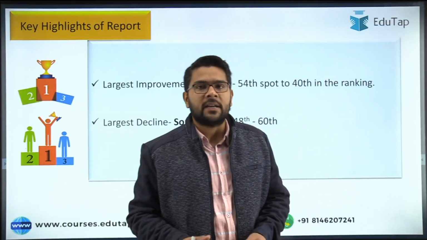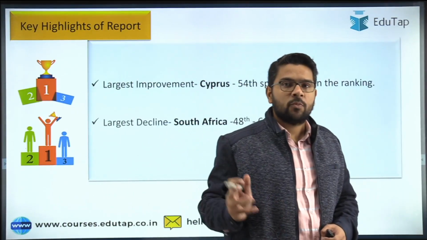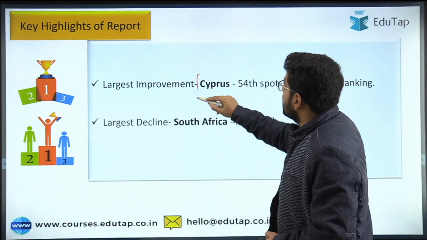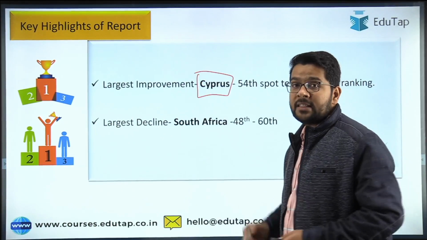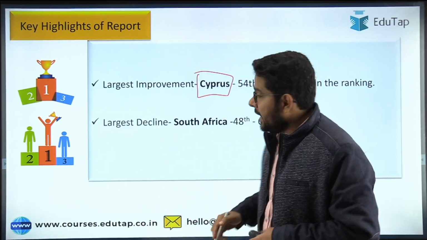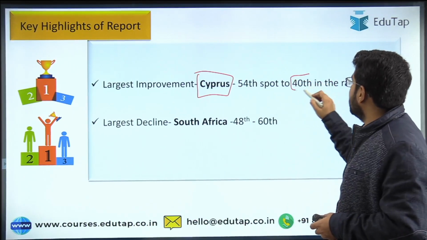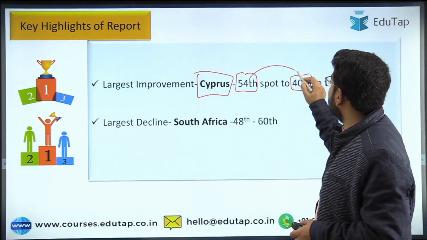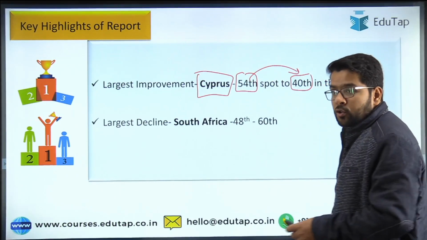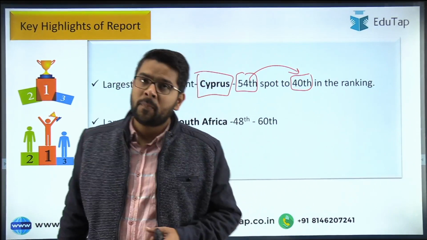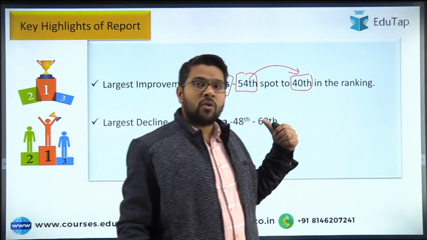Now there are some additional facts, guys, which are important from the phase 2 point of view. There are some key highlights of the report, that Cyprus is the country that has seen the biggest progress in this report. In the previous year it was ranked 54th, and now it has jumped to 40th. So it is improving in the ranking of this competitive readiness index. Similarly, guys, there is also a worst performer.